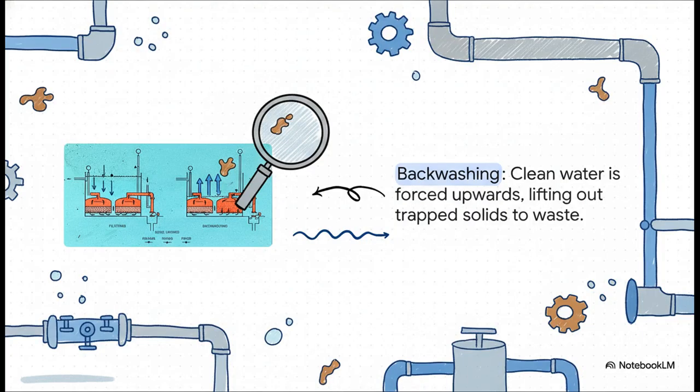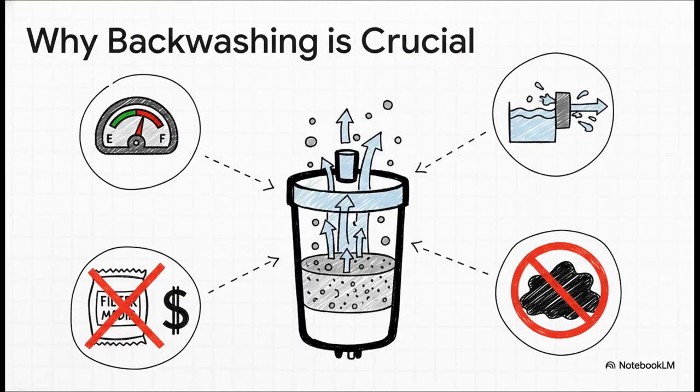This process is called backwashing, and this illustrates it perfectly. You just reverse the flow. Clean water is forced up from the bottom so powerfully that it actually expands the whole filter bed, making it act like a fluid. It lifts all that trapped gunk right out of the media and flushes it all the way into a wastewater line.